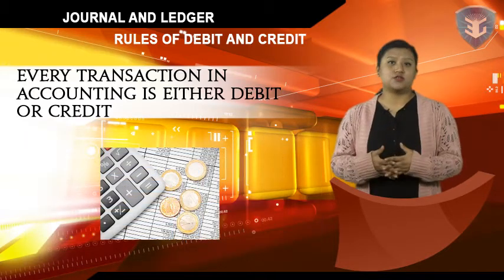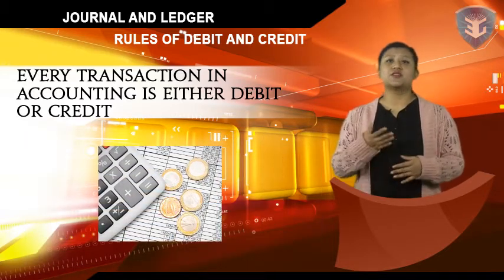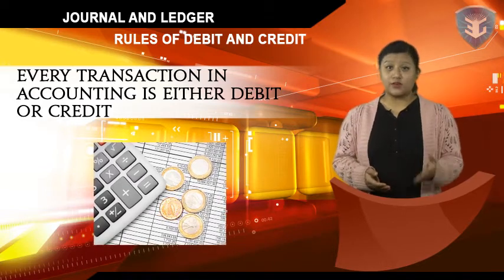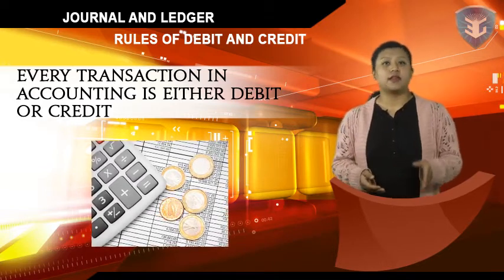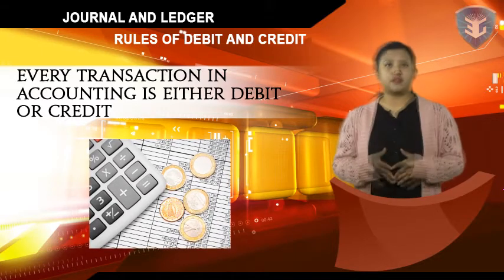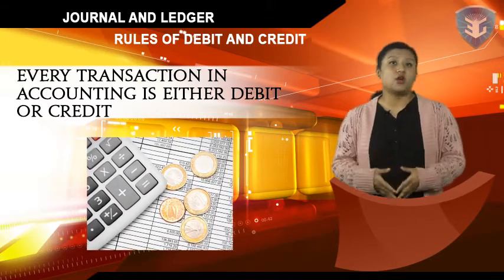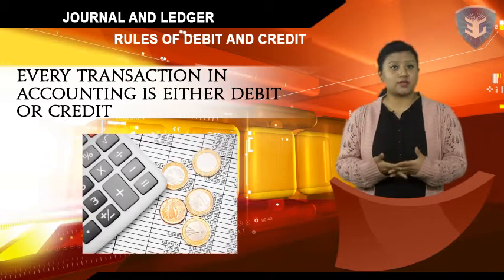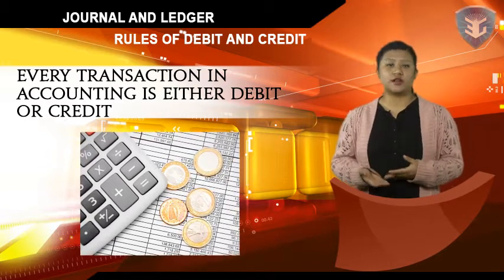Maybe we can put this into a simpler format. Credits increase liabilities and equity, credits decrease assets. Debits decrease liabilities and equity, debits increase assets. If we simply make a chart with the information above, we should easily be able to discern which transactions are credits or debits for which accounts.